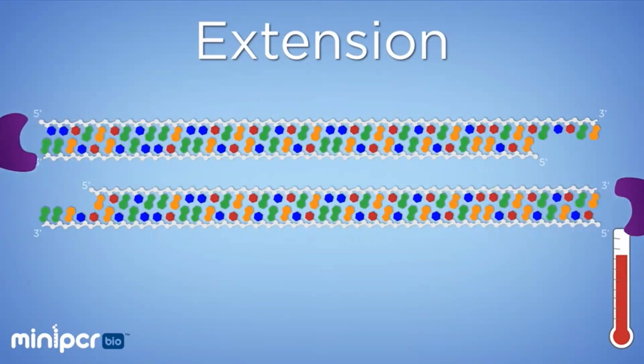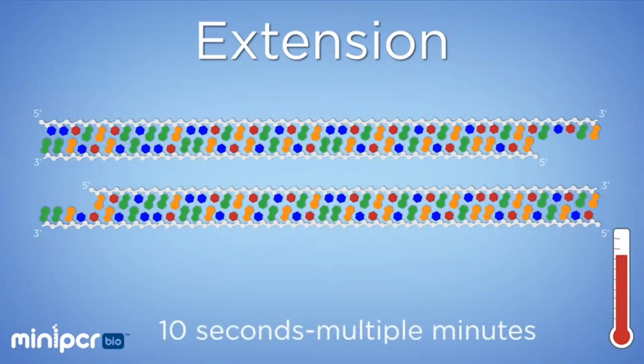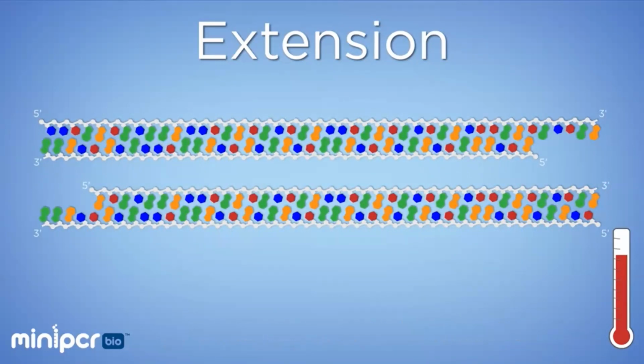Our extension step can vary in time. When our target is long, we can extend this step to a few minutes long to give the polymerase time to copy the entire region. If we are copying very short regions, it may only need a few seconds. Extension typically happens around 72 degrees Celsius, the optimal working temperature of the polymerase.